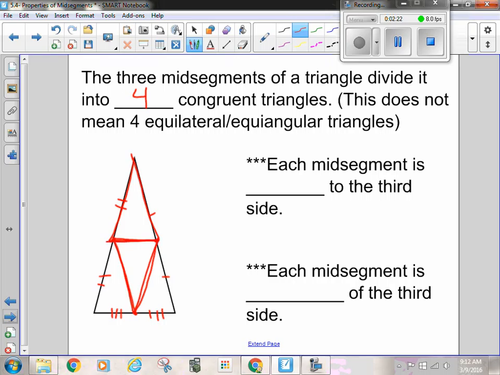A couple of important things about midsegments: each midsegment in the triangle is parallel to the third side. So I can say that this side is parallel to this side, and I could say that for any of my midsegments. Each midsegment is, and here's a new thing, half of the third side. So it's half as long as the third side. If my third side that it's parallel to is 22, my midsegment is 11 long. We're going to look at an example with that in a little bit.